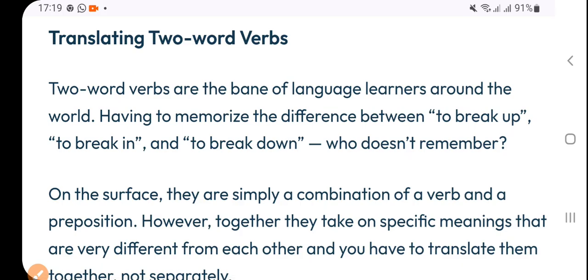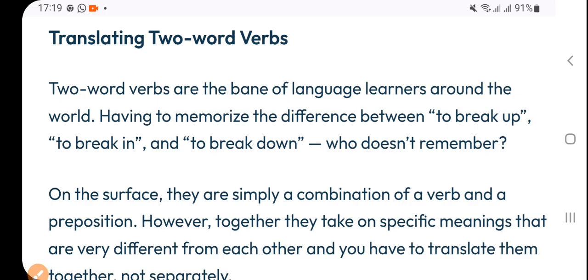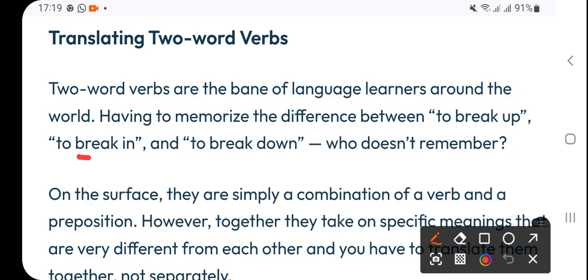Now, translating two word verbs. Two word verbs are the bane of language learners around the world, having to memorize the difference between to break up, to break in, to break down. Who does not remember? These are called two word verbs, right? Two words are there: a verb, followed by a preposition.